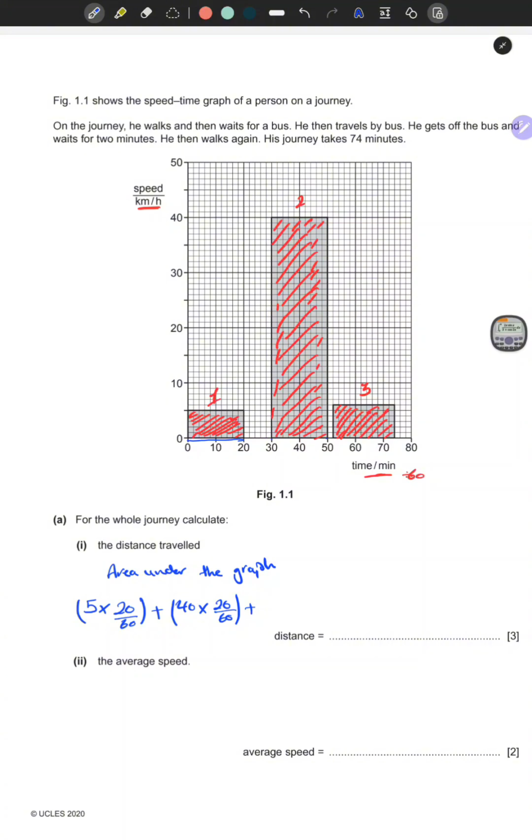it's 6 times, let's count the number of boxes to see. Here is 1 2 3 4 5 6 7 8 9 10 11. So that will equal 11 times 2, which is 22 over 60.